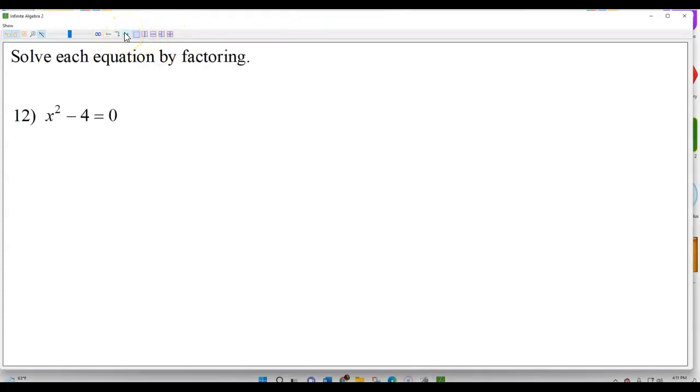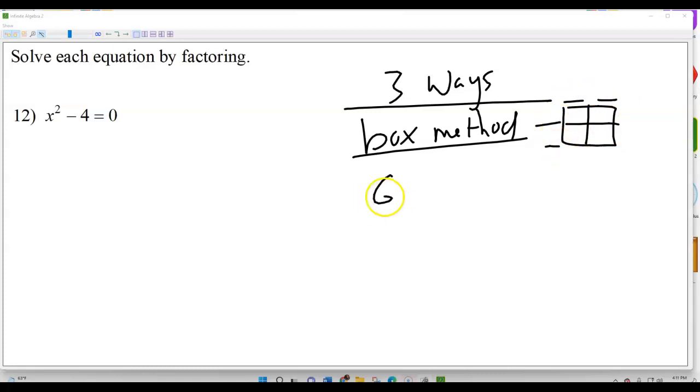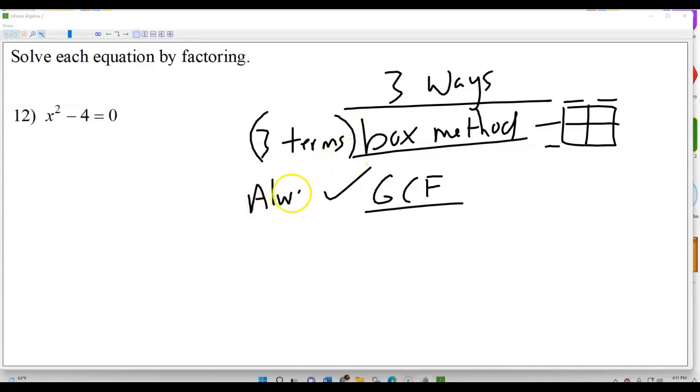A third and final method for solving quadratic equations is the method of factoring. Now there are 3 ways to factor. You have the box method. We've looked at that just recently, I believe. That's where you put it in here and you find the numbers that go on the outside, right? We also have the GCF method. You should always check for a GCF. But box method is if you have 3 terms. So anytime you've got 3 terms, you would use the box method. You should always check for a GCF. Always try to take out what they have in common.